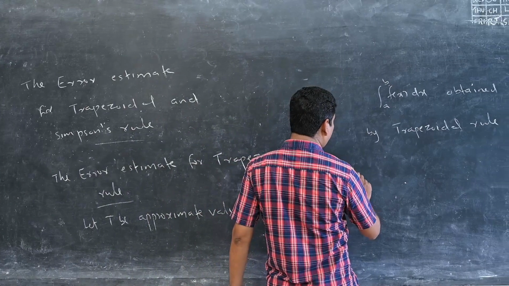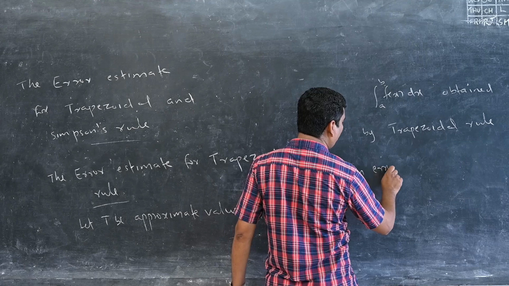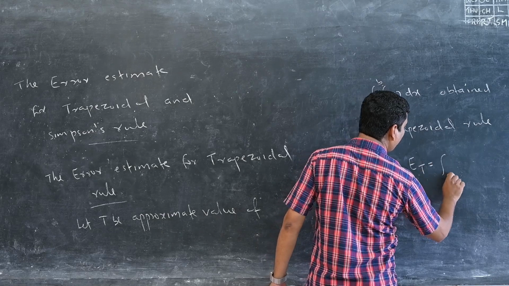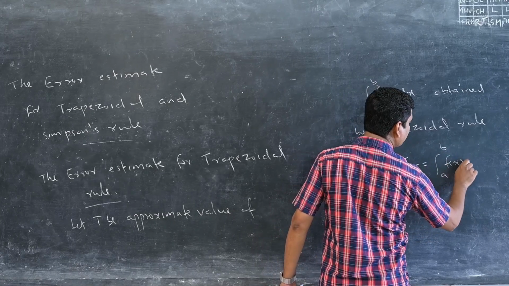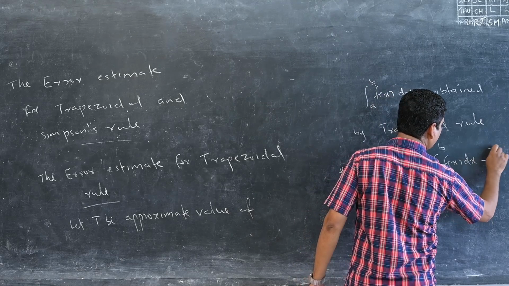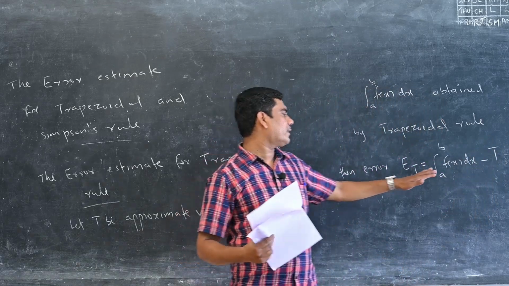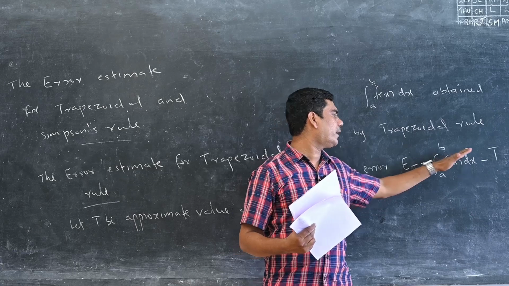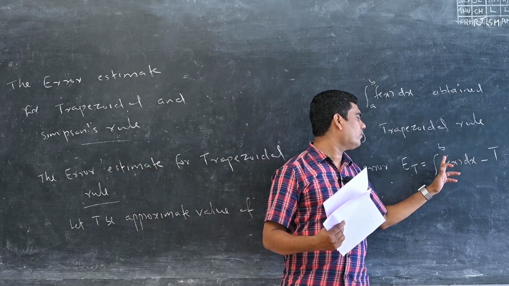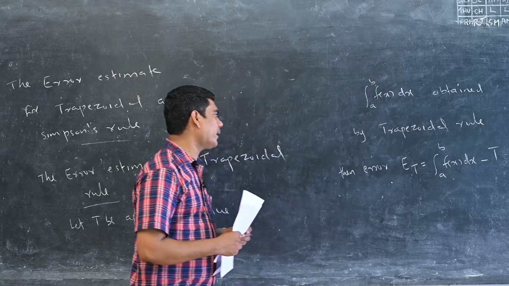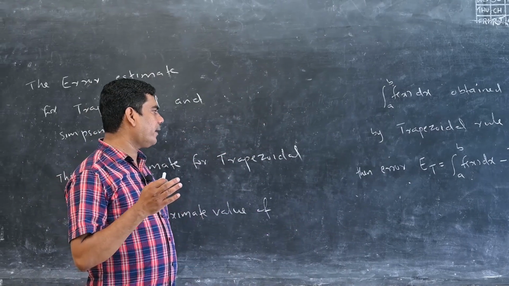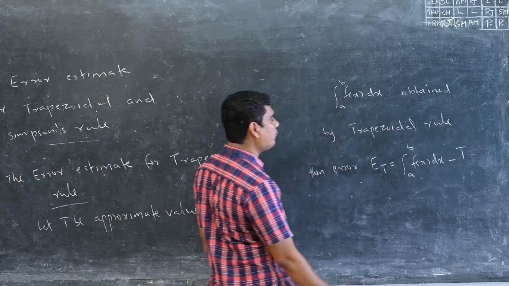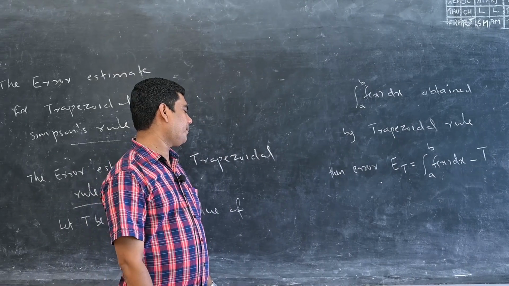Then error is equal to Et is equal to integral a to b f of x dx minus T. This is integral a to b f of x dx, the exact value of the integral. T is the approximate value of this integral obtained by trapezoidal rule. Then the error is Et is equal to integral a to b f of x dx minus T.